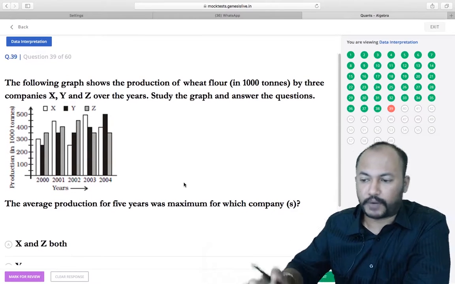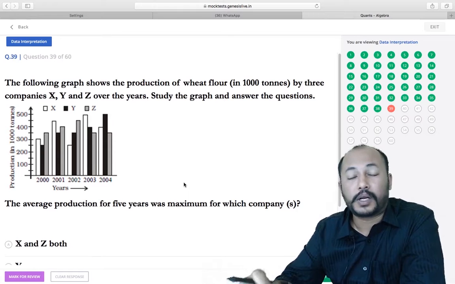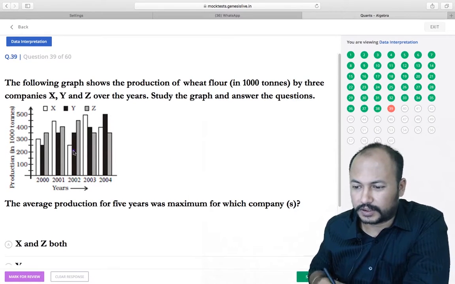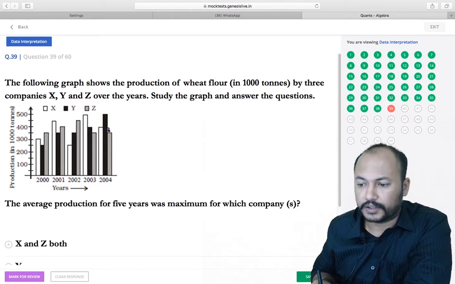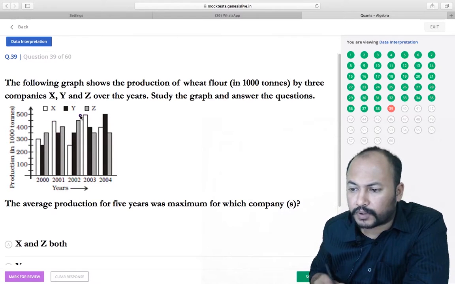This one would have been a revisit question for me, because I know I can solve it, but I also know it is time consuming. Anyways, fine. You just have to add all the values. Let's do that quickly. 300 plus 450 is 750, plus 250 is 1000, plus 500 is 1500, plus 400 is 1900 for A. Average is not required, sum is sufficient.